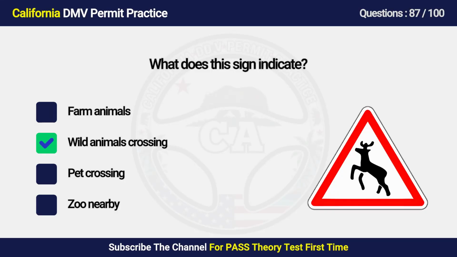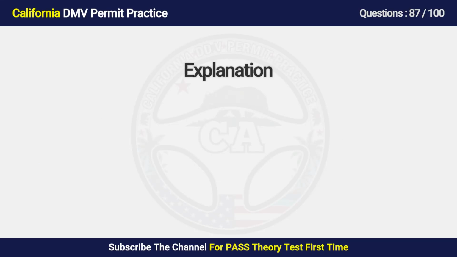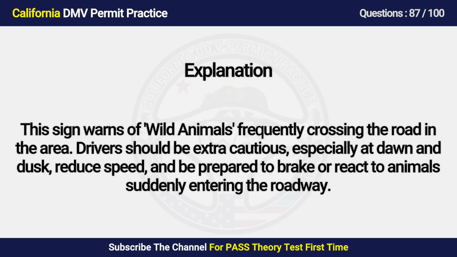Answer is B. Wild animals crossing. This sign warns of wild animals frequently crossing the road in the area. Drivers should be extra cautious, especially at dawn and dusk, reduce speed, and be prepared to brake or react to animals suddenly entering the roadway.